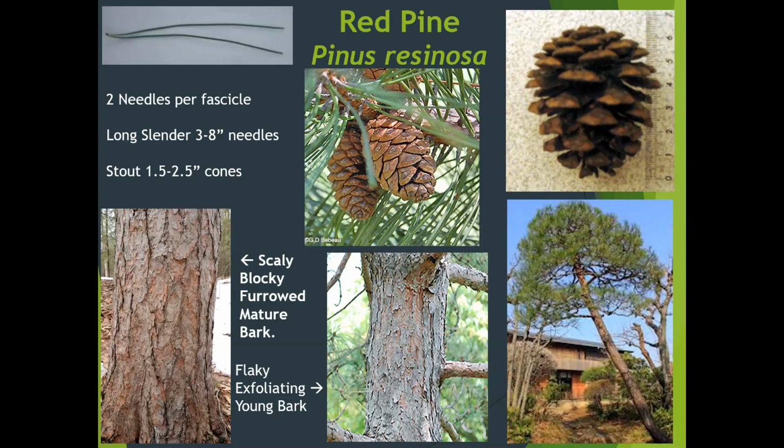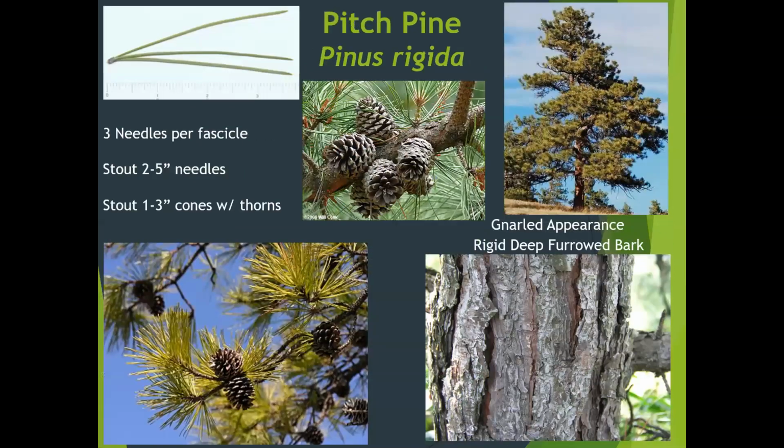Furthermore, the needles are 3 to 8 inches long. They're long and slender, but the cones are short and stout, about 1.5 to 2.5 inches long. They're still a woody structure, so they're kind of hard, but they have no spines on them, so they're not going to poke you when you grab onto them. And the bark on a red pine starts off young with a flaky, exfoliating bark, but as it grows, it develops more blocky, scaly plates, and those become rigid and have furrows in between them.